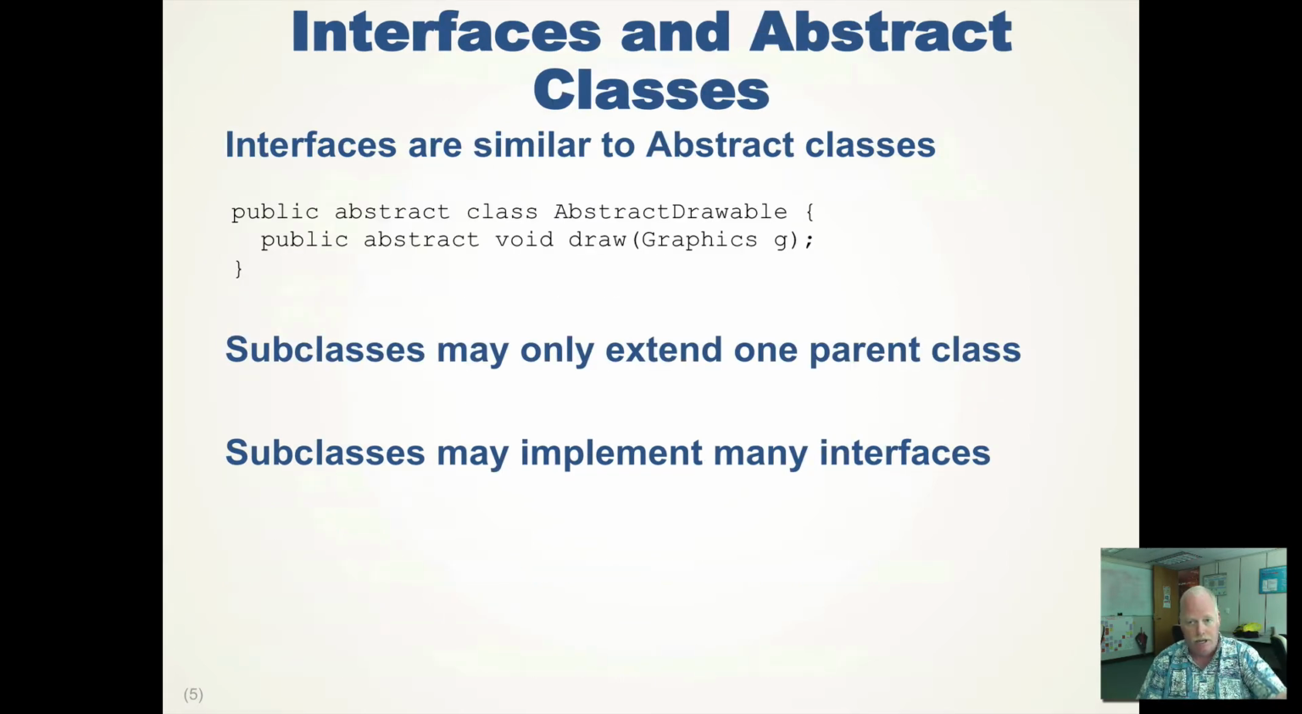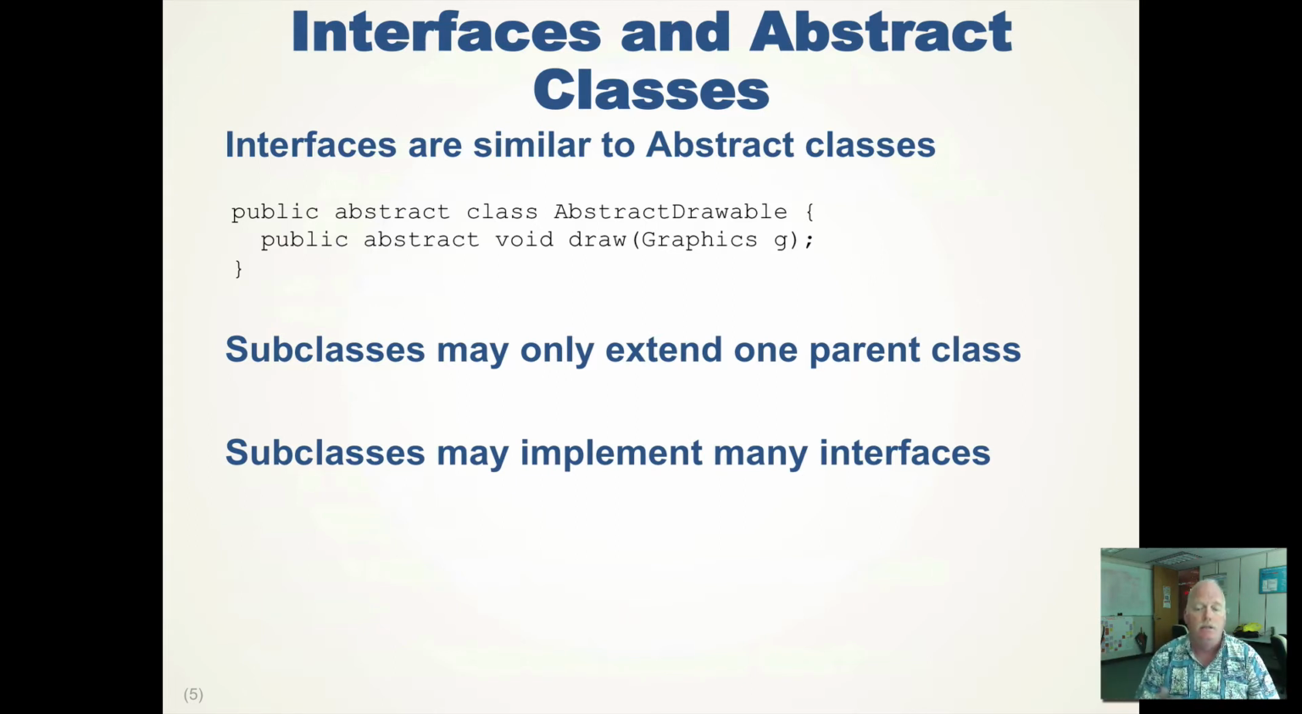This sounds a little bit like the abstract classes we were talking about last time, because we could define a public abstract class AbstractDrawable that has an abstract method draw that takes the Graphics. So they're basically very similar. The only problem is subclasses can only extend one parent class. Since we don't have multiple inheritance, if my Line extends AbstractDrawable, it still has to draw, but it can't extend any other classes. So we are still limited by our single inheritance in Java.